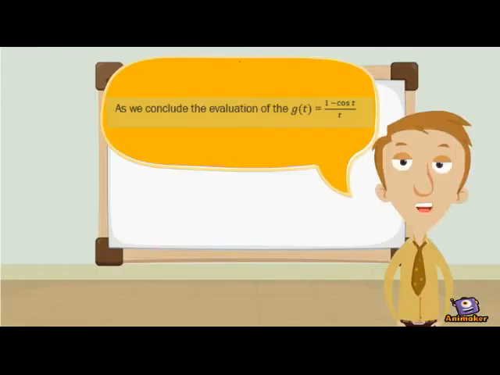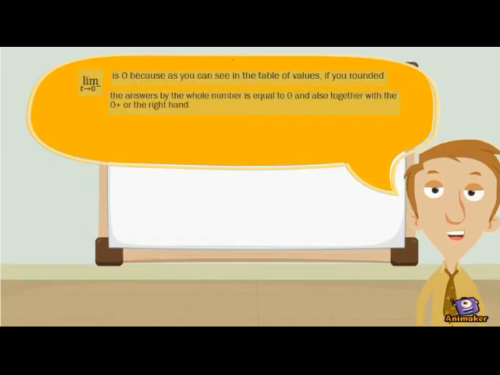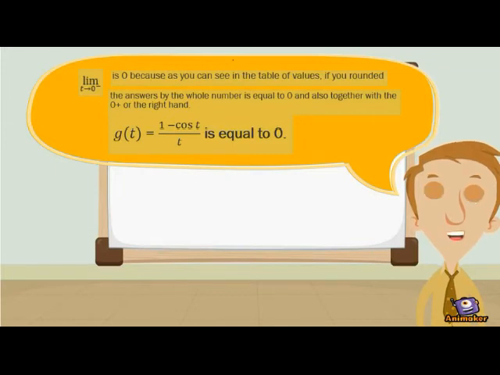So as we conclude the evaluation of g of t equals 1 minus cosine t over t, the limit as t approaches 0 from the negative side is 0, because as you can see in the table of values, if you round the answers to the whole number, it equals 0. And also the same for 0 from the positive or right hand. So the limit of g of t, 1 minus cosine t over t, equals 0.